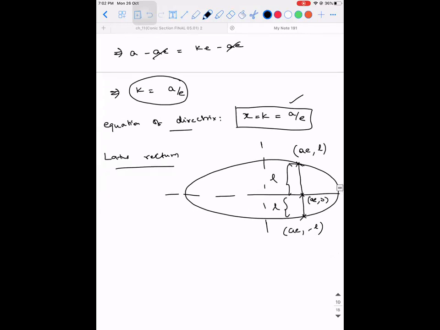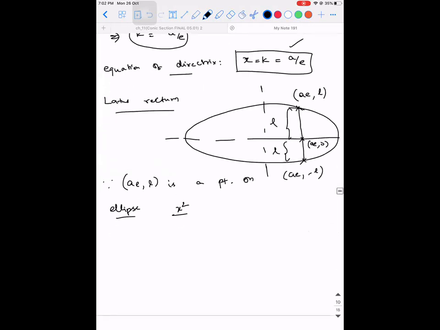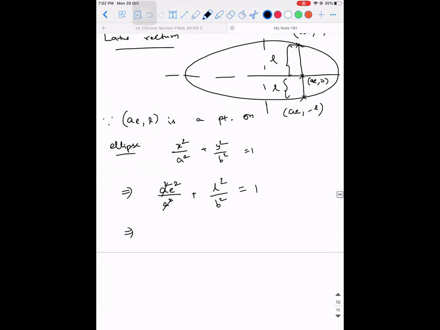How to find L? Since ae, L is a point on the ellipse, it satisfies the equation x square by a square plus y square by b square is equal to 1. So x is ae, so a square e square by a square plus y is L, so L square by b square is equal to 1. So a square and a square will get cancelled, which implies L square is equal to b square into 1 minus e square. What is b square into 1 minus e square, guys?